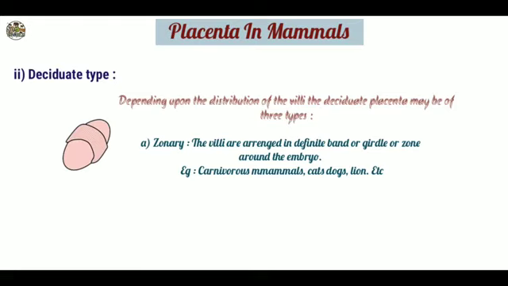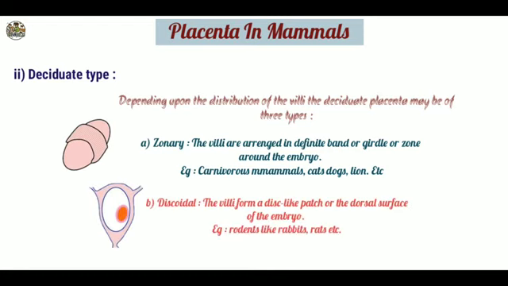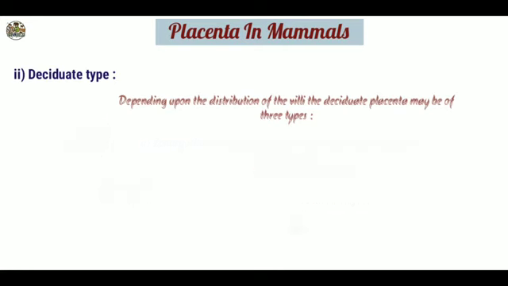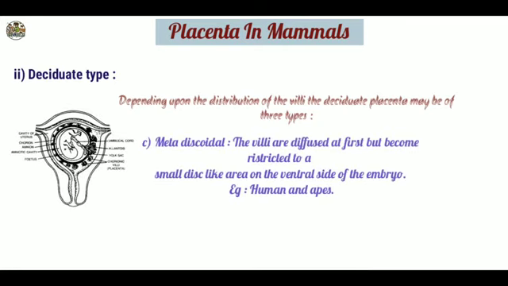It is found in carnivorous mammals such as cats, dogs, tigers, lions, etc. Discoidal type. The villi form a disc-like patch on the dorsal surface of the embryo. It is found in rodents like rabbits, rats, moles, etc. Metadiscoidal type. The villi are diffused at first but become restricted to a small disc-like area on the ventral side of the embryo. It is found in humans, apes, etc.